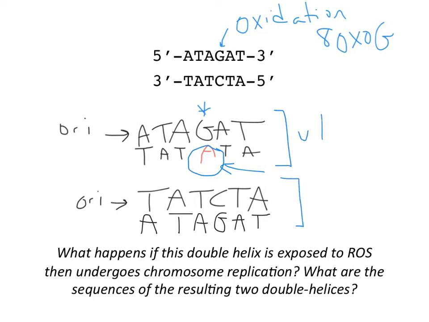So we get two copies after replication, as usual. We get two copies of one chromosome. How many of those copies look like the original chromosome? One looks like the original, the bottom one. It's got the same sequence, TAT, CTA, but we've got one mutation. So that's how oxidation induces mutation. So now we have a mutant version of a chromosome.